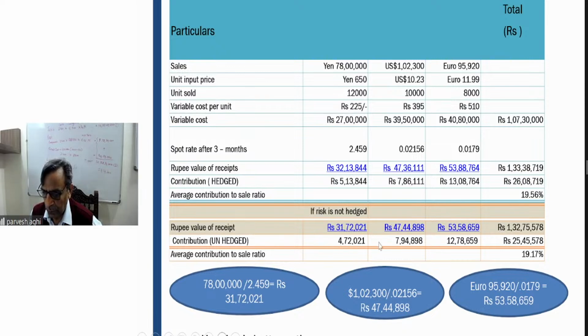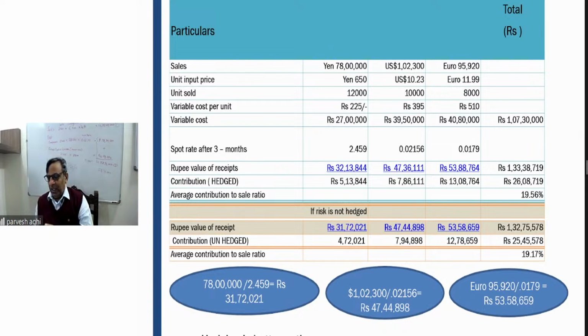So this is the contribution for each product. We simply add them and again calculate the ratio. It comes to 19.17. So now when he has hedged himself, his contribution is 19.56. When he has not hedged, has not taken a forward cover, and just waited for the spot rates after 3 months, he found that his contribution has gone down to 19.17. So which is a better option? Tell me, should he go for a forward cover or leave the exposure unhedged? Please answer this question so that I understand you have followed it.